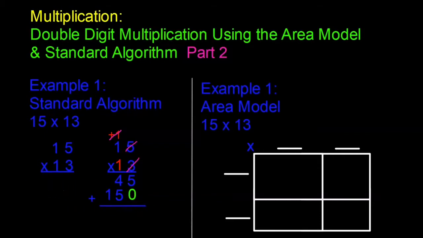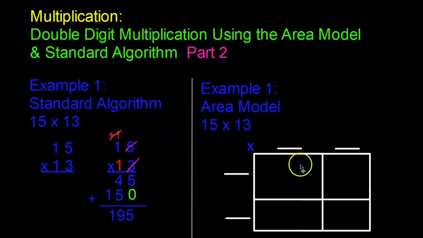So we don't want to forget to do that. When we add 45 plus 150, we are going to get a final product of 195. Now we have completed the standard algorithm.